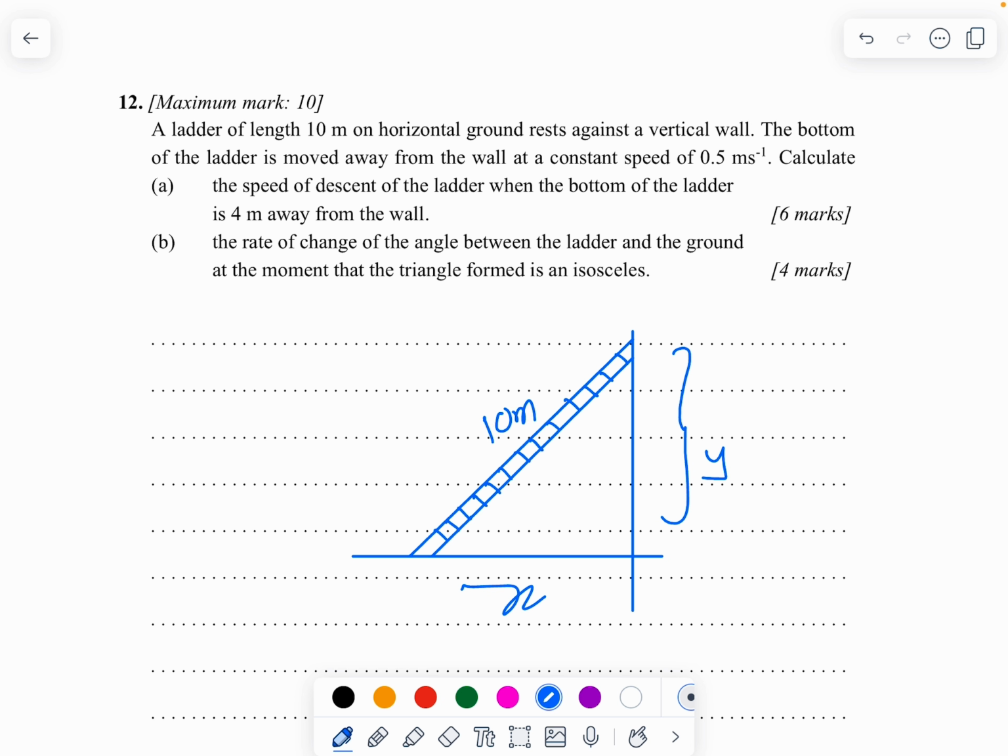Now, the bottom of the ladder is moved away from the wall at a constant speed of 0.5, so dx upon dt equals 0.5. Calculate the speed of the descent of the ladder when the bottom of the ladder is 4 meters away. So he is asking us to find dy by dt.